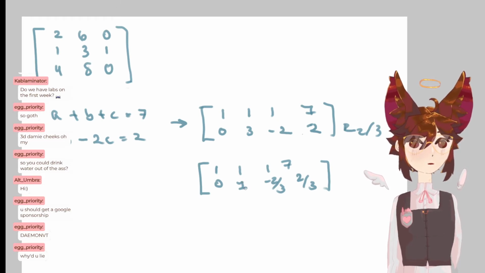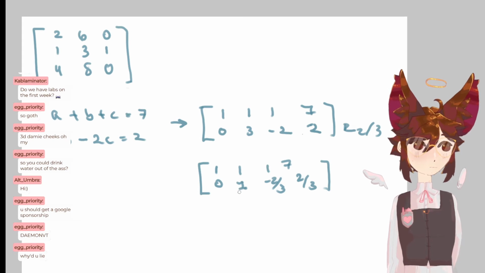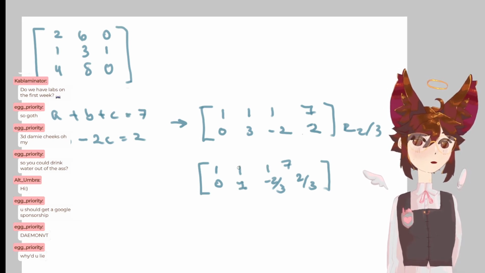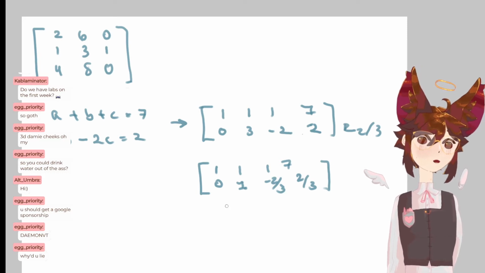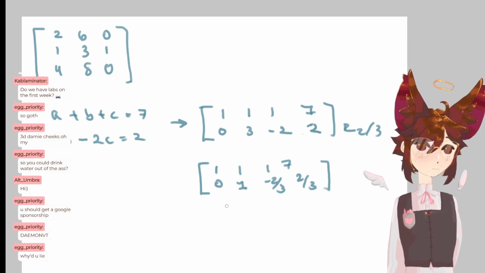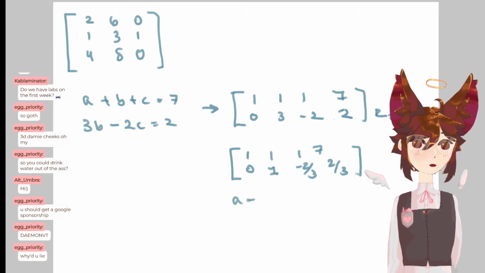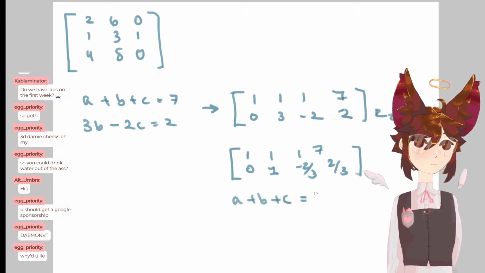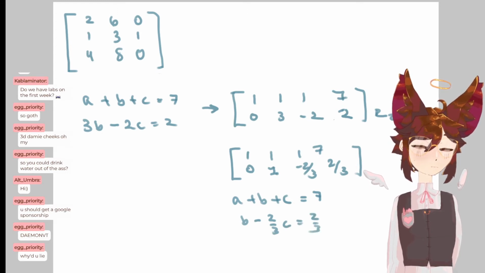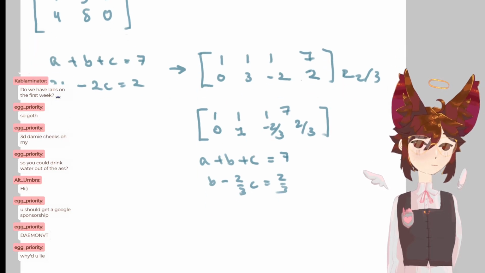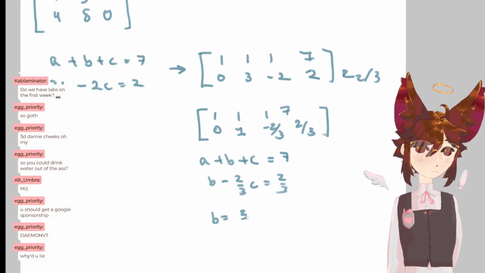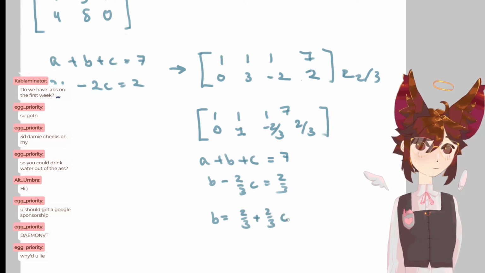Okay, so we've got that 1 there. It is okay that there is a value above it, but we could cancel this out if we wanted to. In this case, this is actually already done, because now we can say a plus b plus c equals 7. And then we know that b minus 2/3 c equals 2/3. And in this case, we can say b equals 2/3 plus 2/3 c.